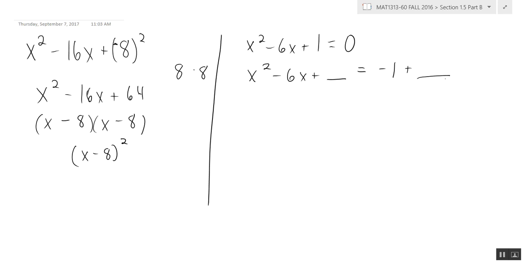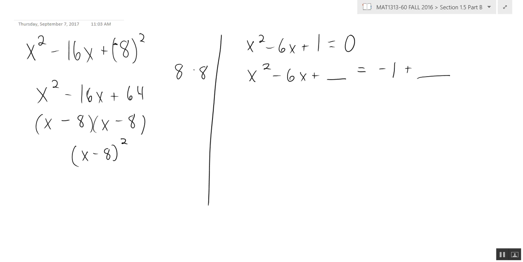Now, the thing about an equation is, anything you do to one side of an equation, you always have to do to the other side so that you keep equality. All right? So we're going to figure out what goes in that blank on the left side such that it will factor to be a perfect square.